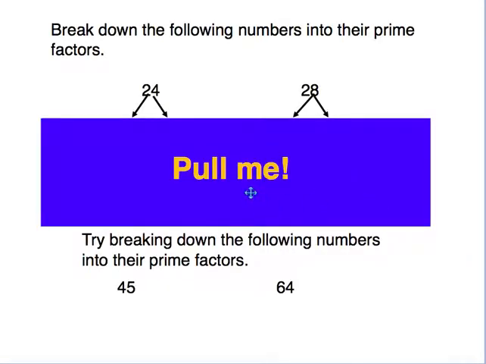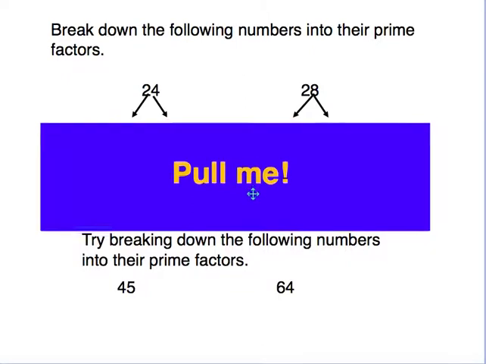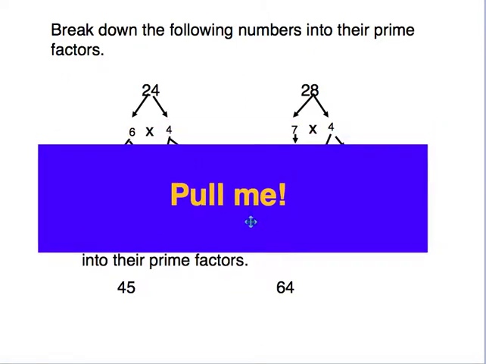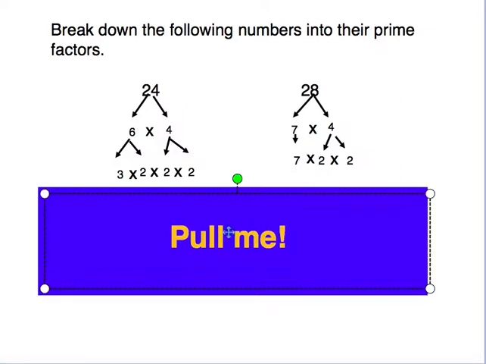So let's take a look and break down the numbers 24 and 28. I've done this for you. So if we take a look, to break it down into its prime factors, we have 6 times 4, which would give you 24. And then we're breaking down 6 and 4 into its prime factors. So 3 times 2 times 2 times 2. And if I was to put that in exponential form, it would be 3 times 2 to the power of 3.